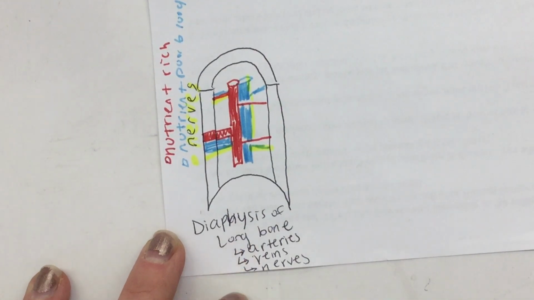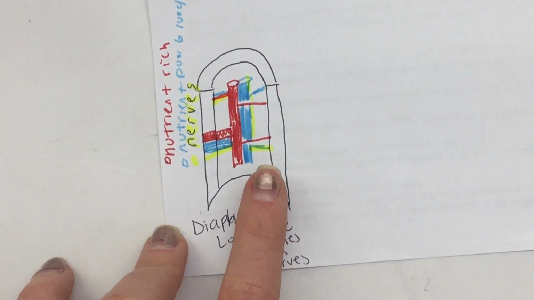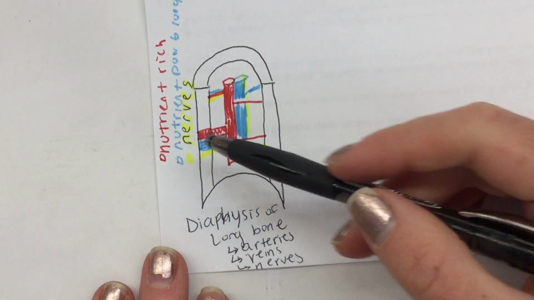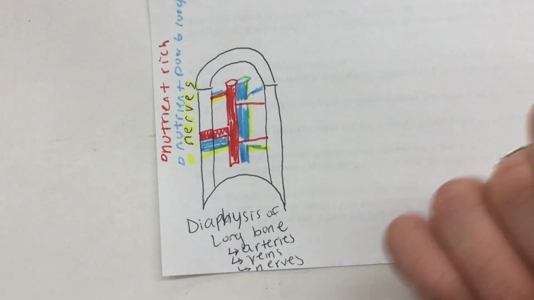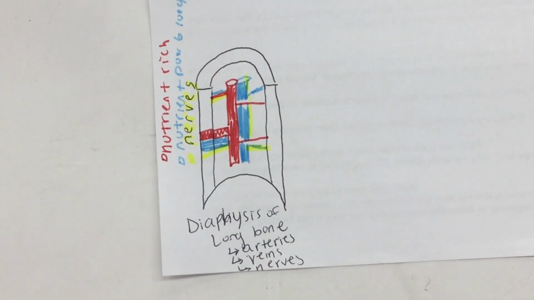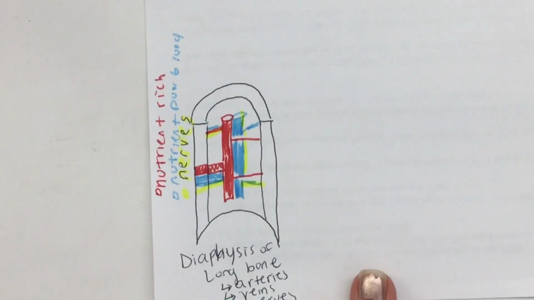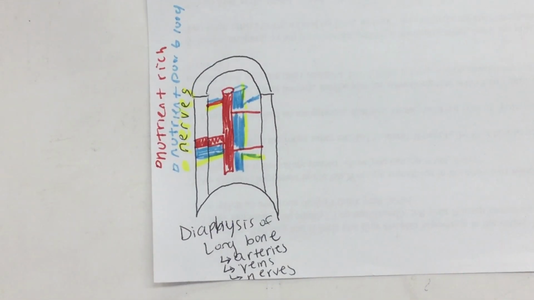Arteries, veins, and nerves. And all of these are in that medullary cavity, also in the walls of the compact bone. Perfect. Blue one? Nutrient poor blood. Yeah, nutrient poor blood. So red is nutrient rich and blue is nutrient poor. Yellow is the nerves. That's all in the diaphysis of a long bone.